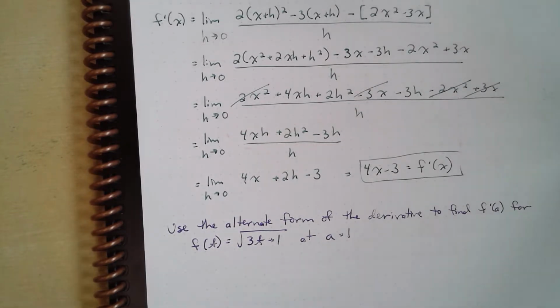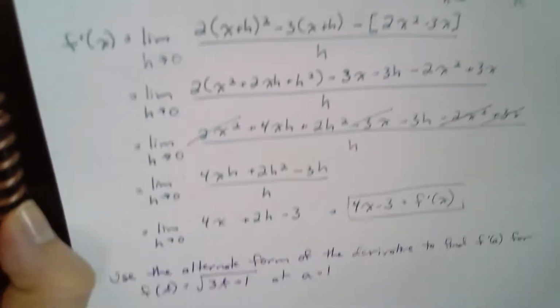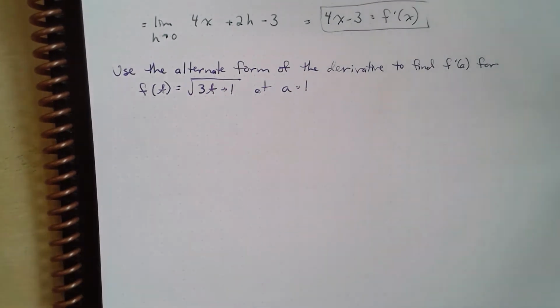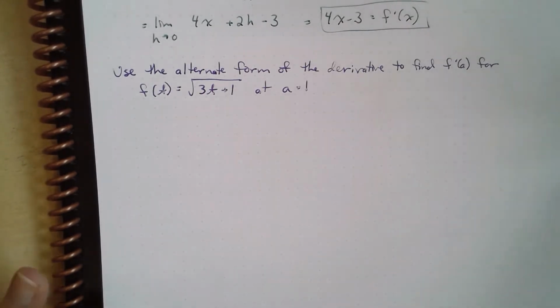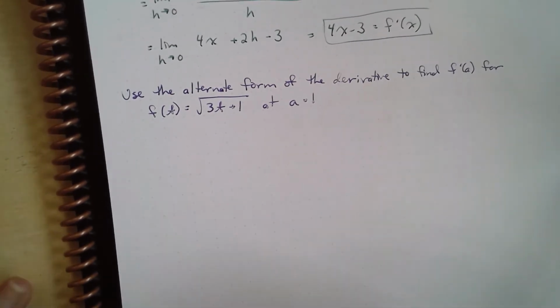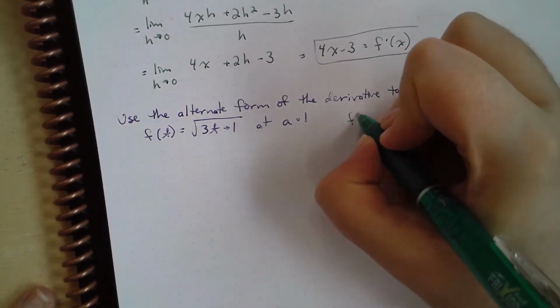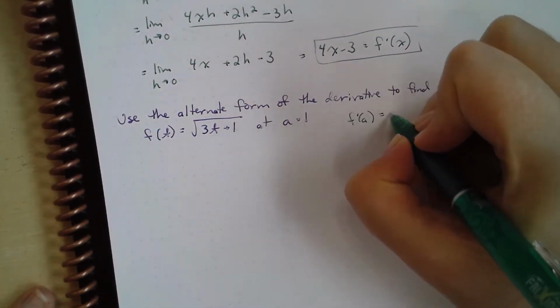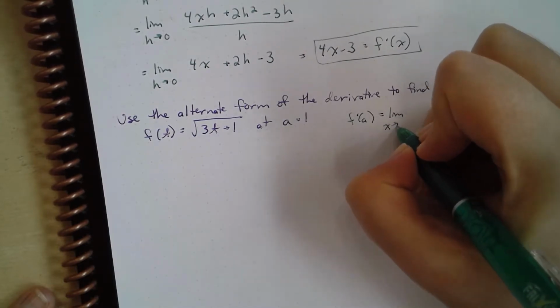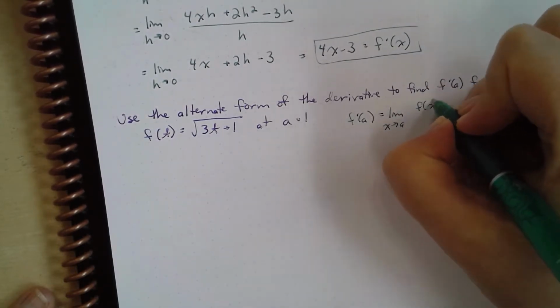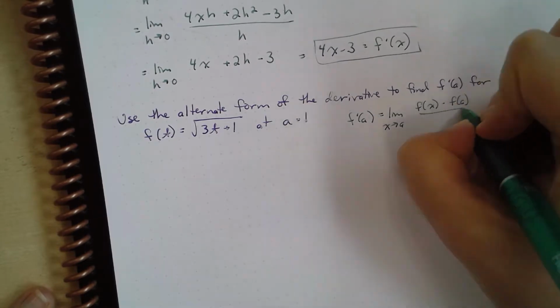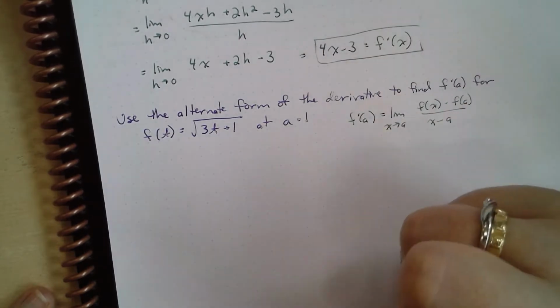So let's do another example here. We want to use the alternative form of the derivative to find f prime of a, for f of t equals the square root of 3t plus 1 and a equals 1. Well, first thing that we're going to need, we're going to use that definition, f prime of a is equal to the limit as x approaches a of f of x minus f of a over x minus a.